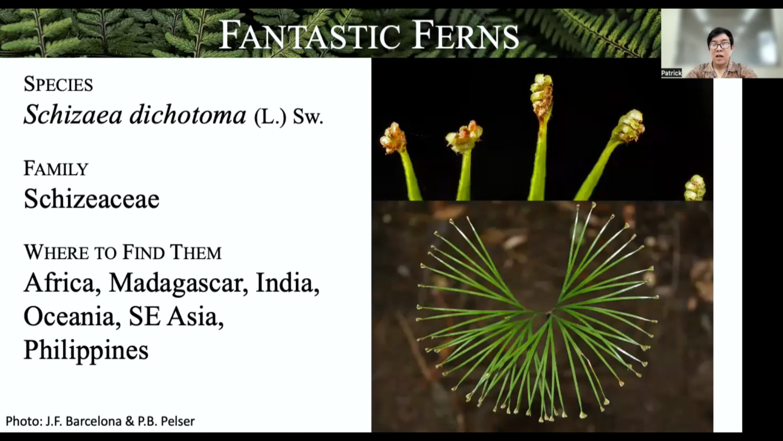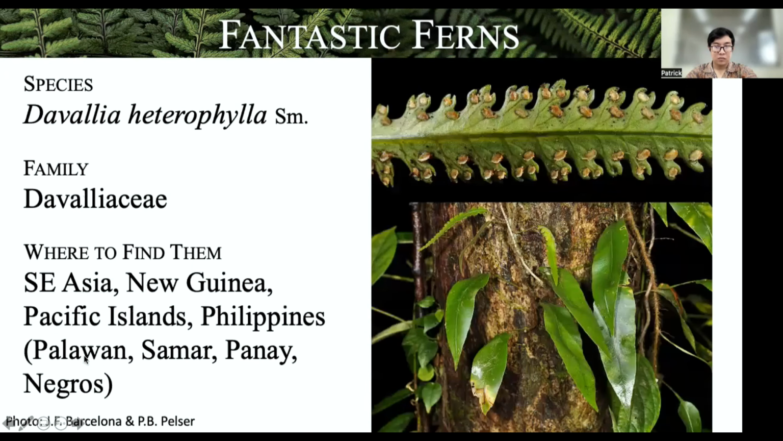Another species that can be found in the Philippines is the Schizaea dichotoma. The specific epithet dichotoma is derived from the Greek meaning twice cut, referring to the branching nature of the fronds. The sporangia develop at the tip of the fronds of this species. It can be found in Africa, Madagascar, India, Oceania, Southeast Asia, and of course the Philippines.